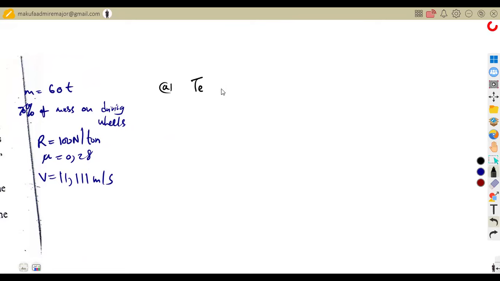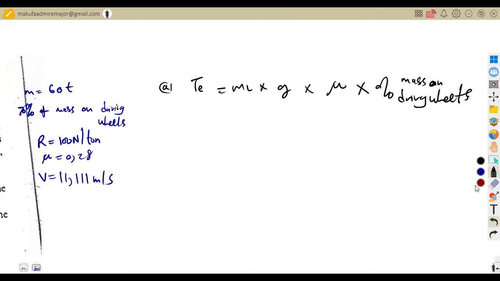The mass of the locomotive times the gravitational acceleration, the coefficient of friction, times the percentage of mass that you are given on the driving wheels. With this, we can calculate our TE. I think everything is there, ML, the mass of the locomotive in kilograms. So this is supposed to be in kilograms.